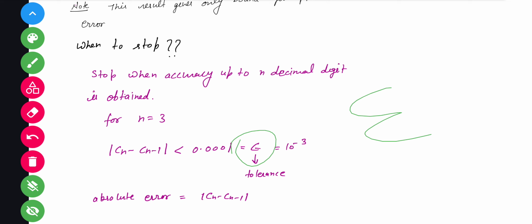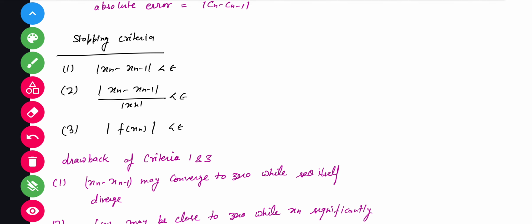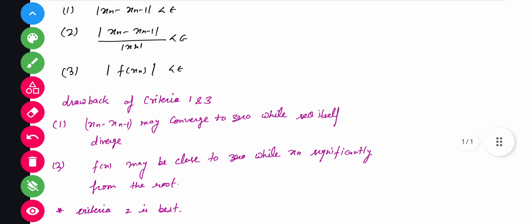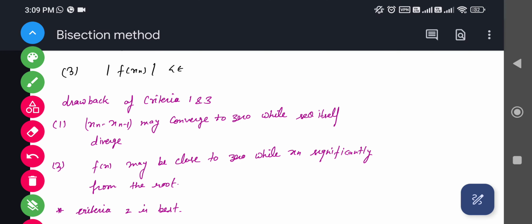So what will be the condition then? How to find this value? Let's see that now. For the stopping criteria, we have 3 criteria, but out of these 3 we say that the second is the best. When finding the solution we use this formula: the modulus of Cn minus Cn minus 1.